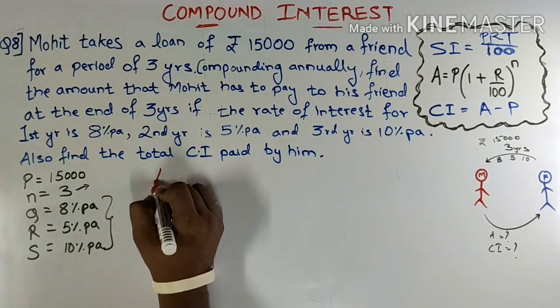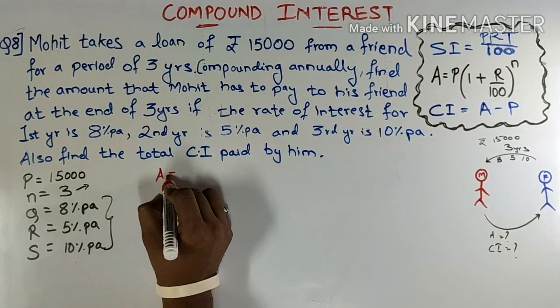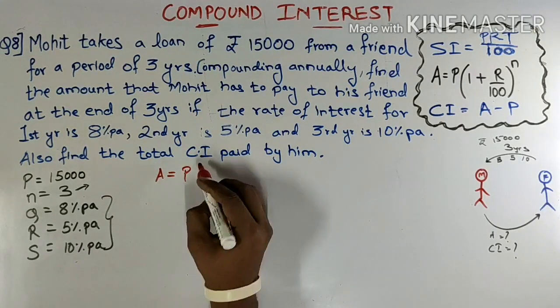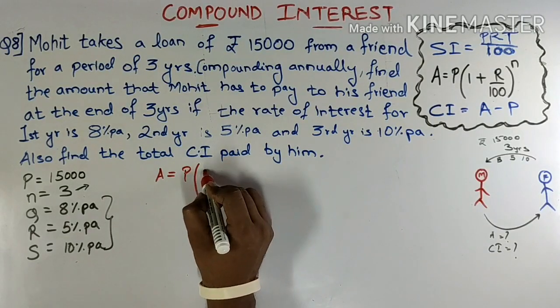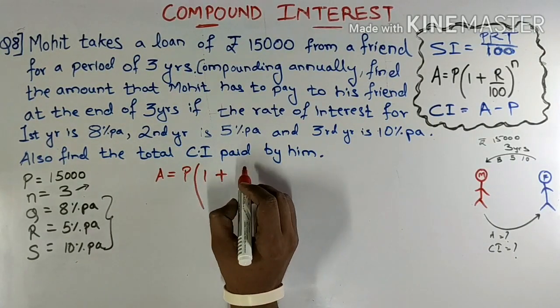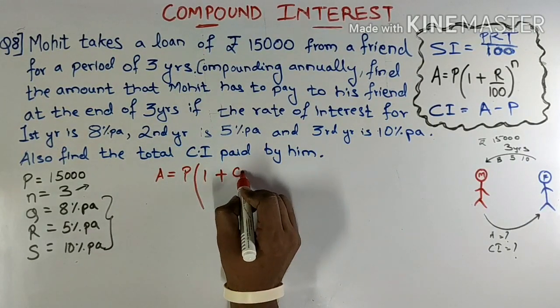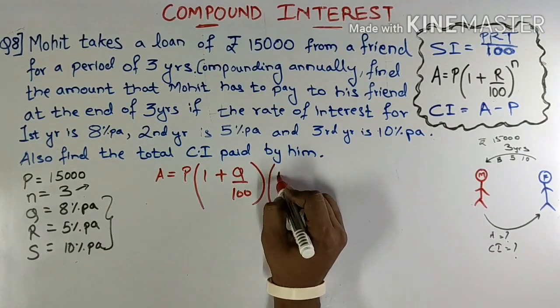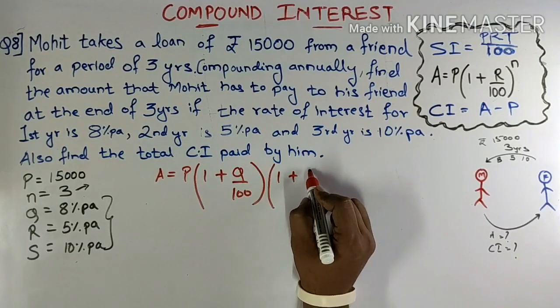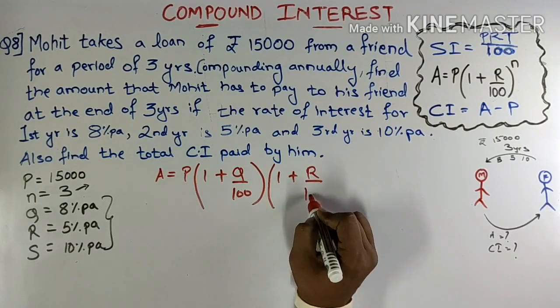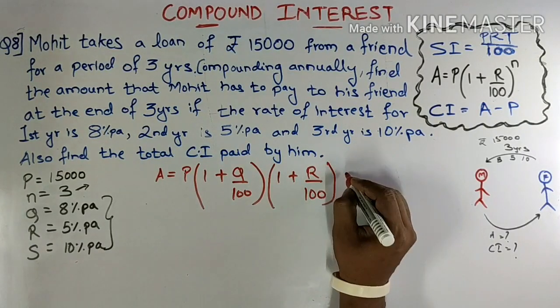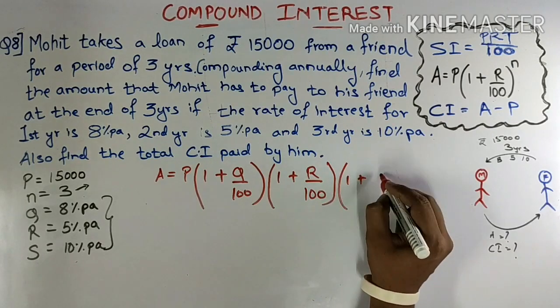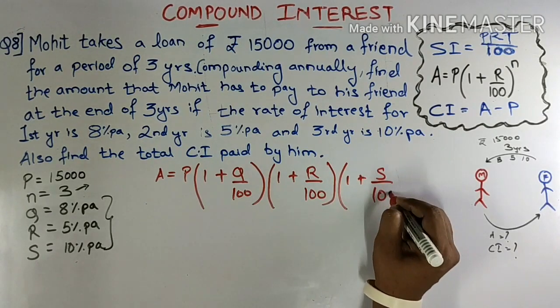In such cases the amount is given by the formula principal multiplied by 1 plus Q by 100, into 1 plus R by 100, into 1 plus S by 100.